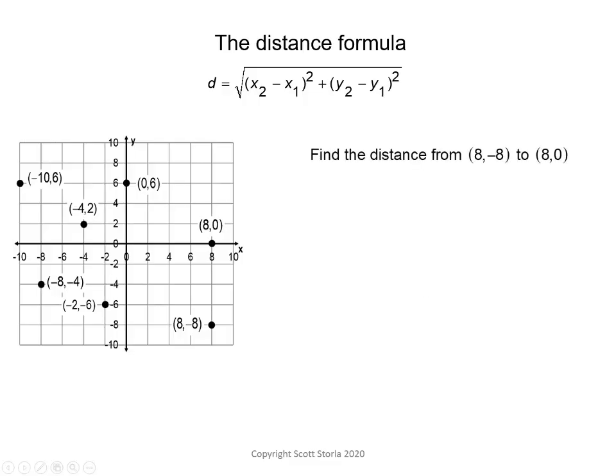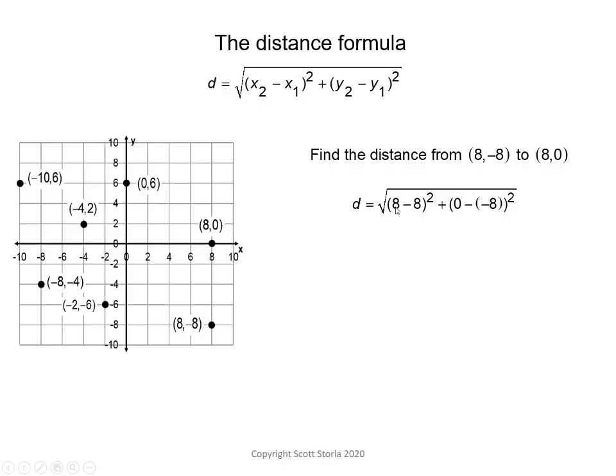Try this one. Notice here I'm going from here to here. And I'm wondering what this distance is, and hopefully it's about 8 units, because it's just this line, but let's see if the formula works. I'll just use this as my x1, y1, and this will be my x2, y2. And so I'm going to fill in x2 minus x1 will be 8 minus 8. And then y2 minus y1 will be 0 minus negative 8.